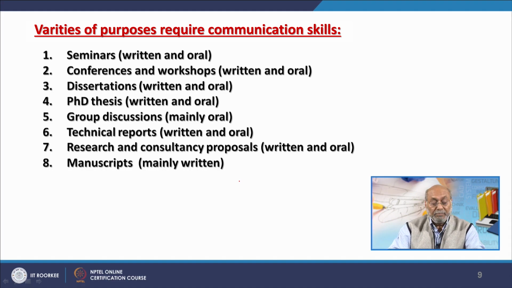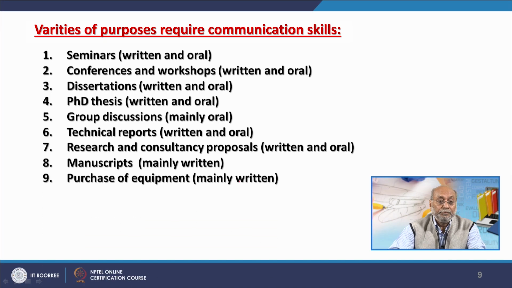Manuscripts are mainly written. So, one is manuscript writing, and another is communicating through email or written letters to the editor. That also requires good communication skills.